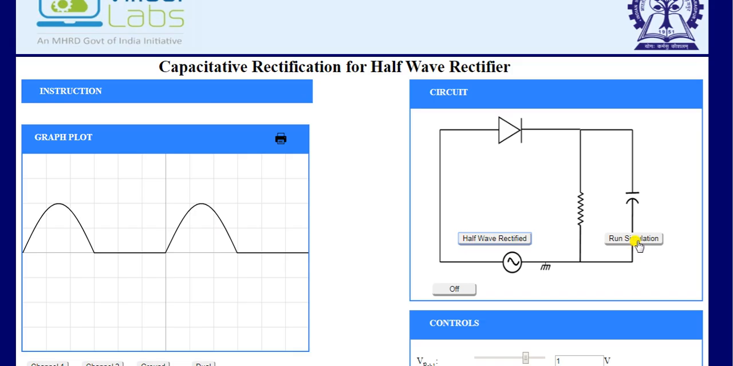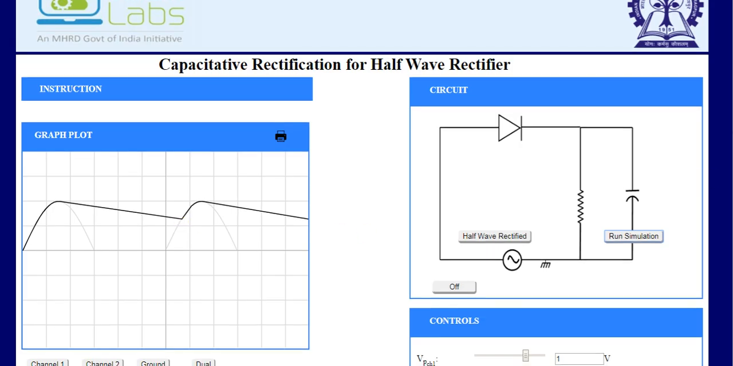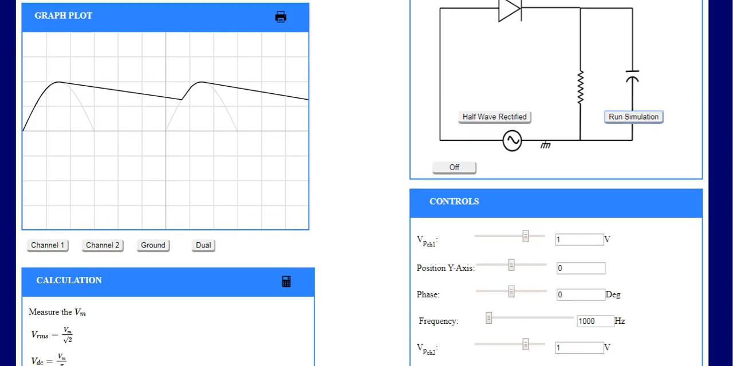Then this output is applied across a capacitor, and when we click on run simulation we will get this type of output. So this output is near to constant. It all depends on the value of the capacitor, and we say it is a constant DC, near to constant DC.